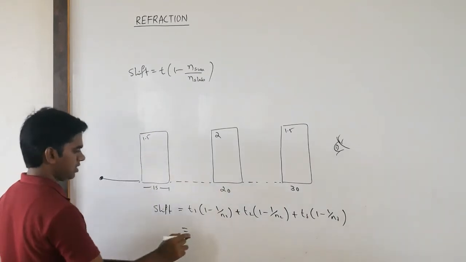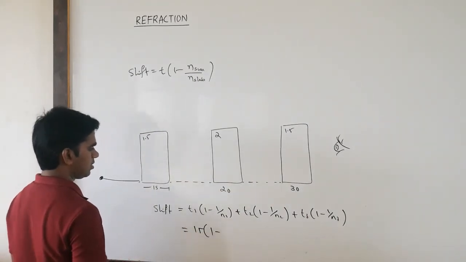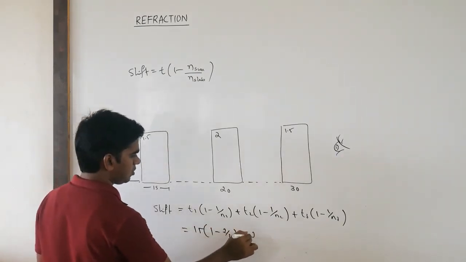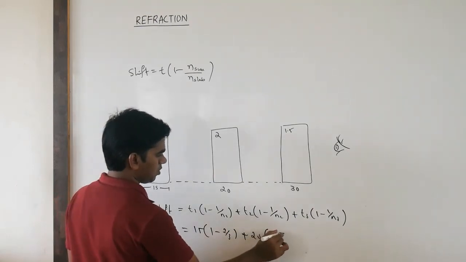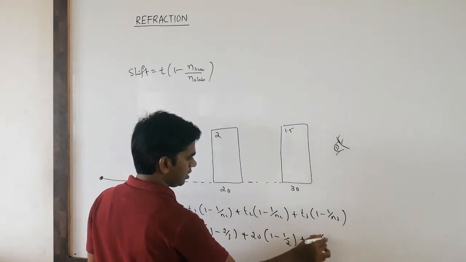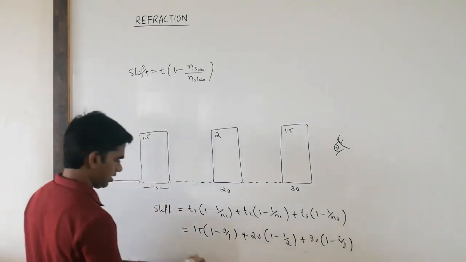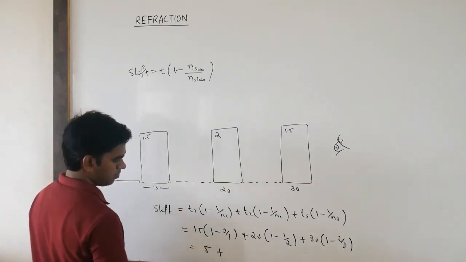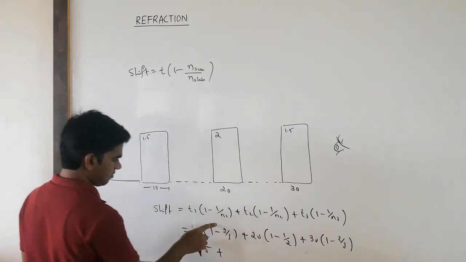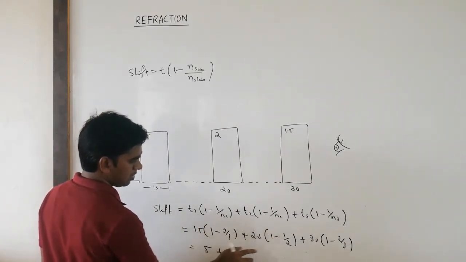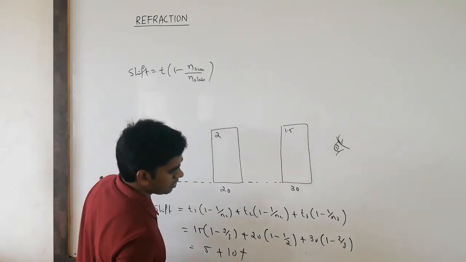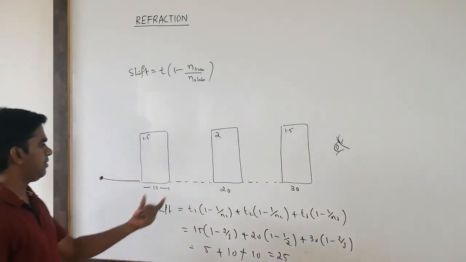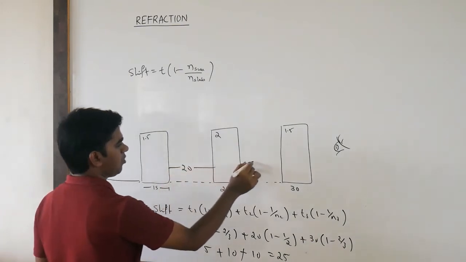The thickness here is 15 into 1 minus 2 by 3, so you will get 5. Plus thickness 20 into 1 minus 1 by 2, which is 10. Plus thickness 30 into 1 minus 2 by 3, which is 10. So the total shift is 25.